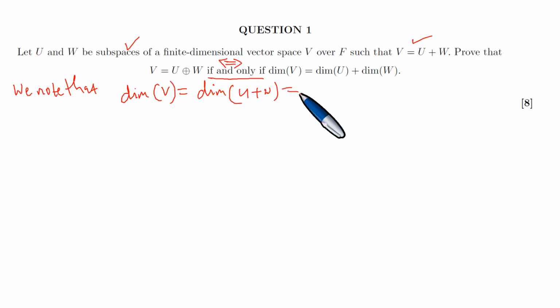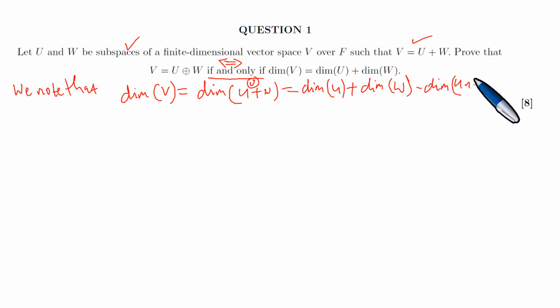Now, what kind of a dimension is this? The U plus W, you can think of this as a union. What is the dimension of the union? In mathematics, that is the dimension of U plus the dimension of W minus the dimension of the intersection, like this. Okay, this is what we get.